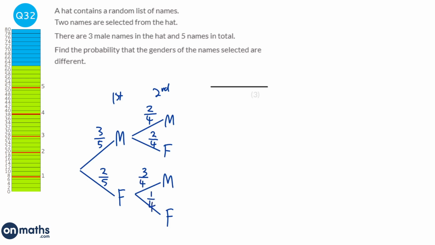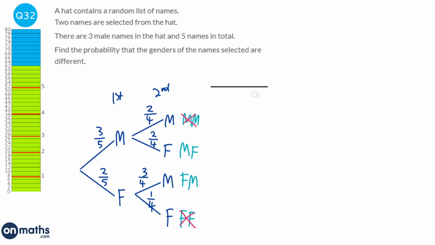Okay, we're looking for the probability that the genders of the names are different. So looking at the outcomes, here would be male-male. That's not what we're interested in. Here would be male-female, we are interested in. Female-male, we are interested in. And female-female, we're not interested in. So we're not interested in these ones.